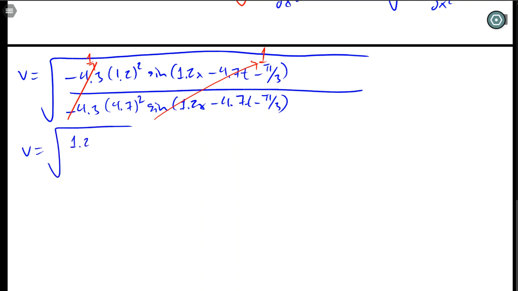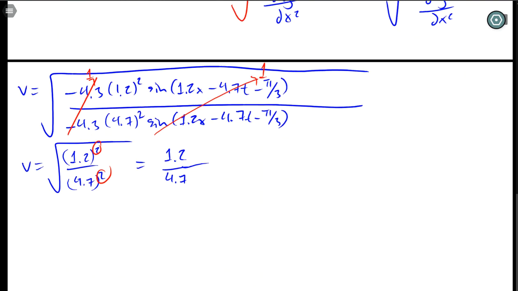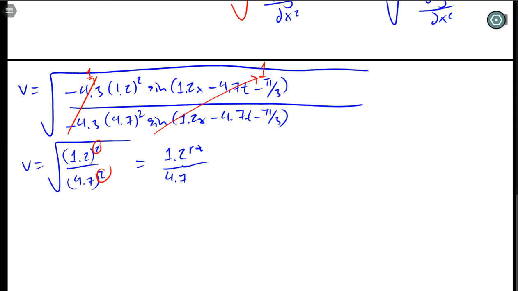the square root of 1.2 squared over 4.7 squared. So that's just simply, and it's squared too, so it's just really 1.2 over 4.7, and 1.2 should be over time, this is radians per second, and this is radians per meter. Okay, so even the radians cancel out, and you get a nice unit. Let me write that in blue.